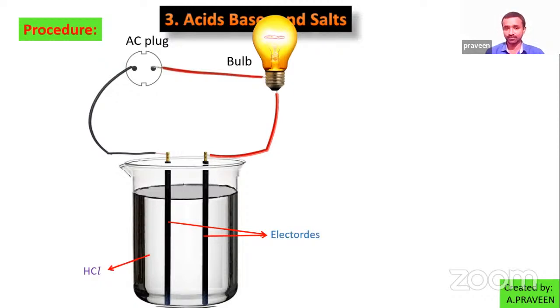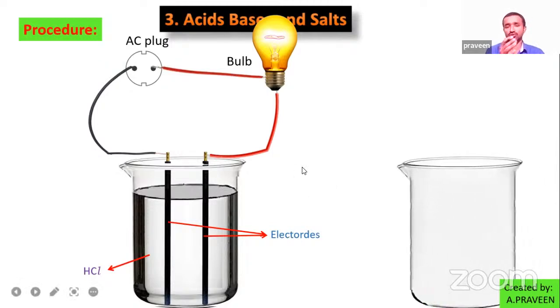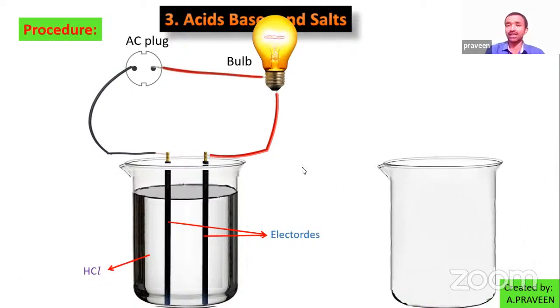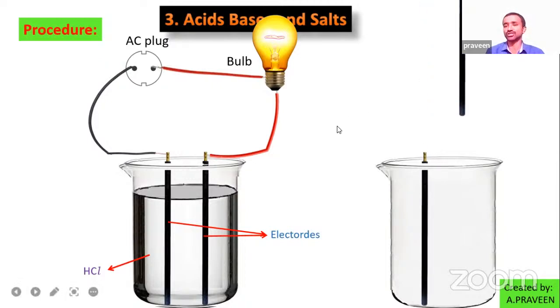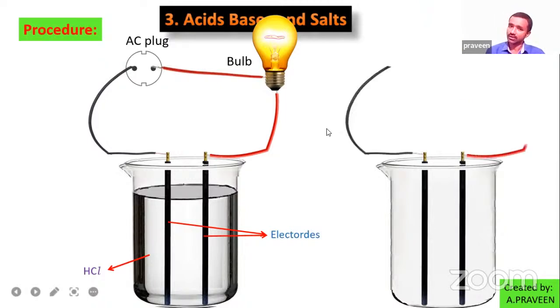Okay, then next, continue the same process, taking one more beaker or using the same beaker, but clean it well and make it dry. Then what to do? Simply the same process we can follow: placing electrodes into the beaker, then completing the connection process in a proper order, maintaining the sequence of connection, right?